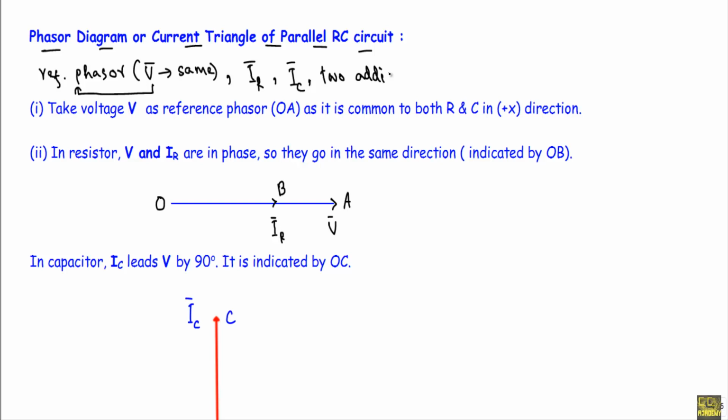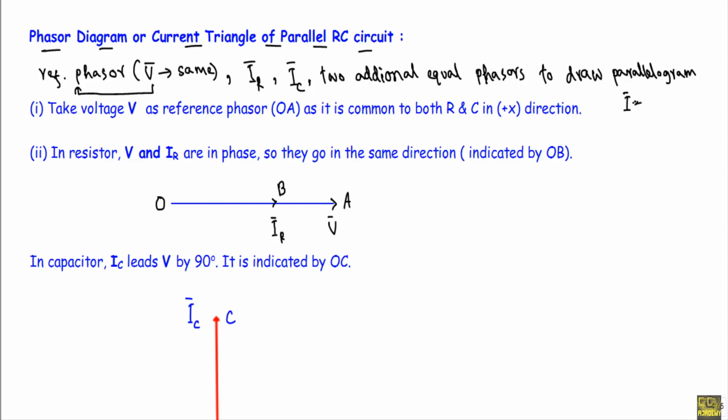additional equal phasors to draw a parallelogram, and the diagonal of the parallelogram will be our total current I.